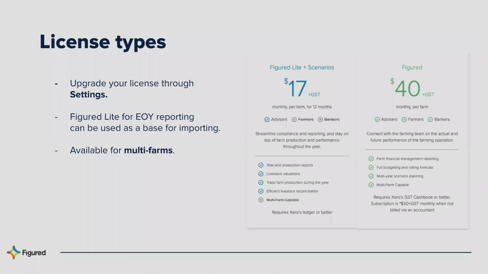There are different types of licenses that scenarios are available on, so they're not just on Figured Lite. You can get access to them through either Financial Farmer, the full version of Figured, or we have a version of Figured Lite called Figured Lite Plus Scenarios, which is only $17 per month. And that gives you access to Figured for end of year reporting, as well as for your scenarios.